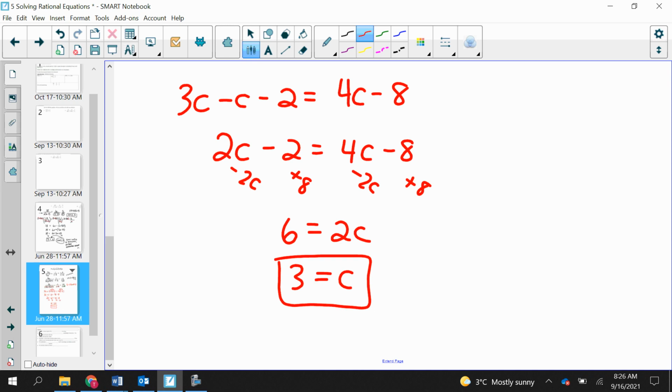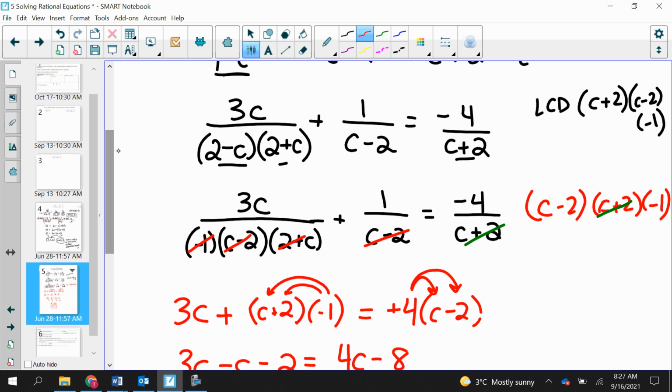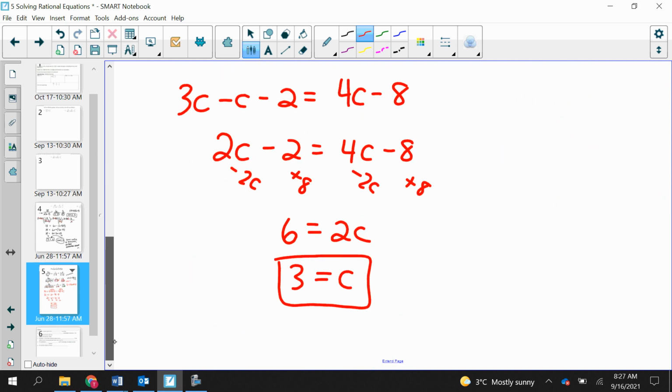So just checking with the non-permissible values. We would actually only have 2 non-permissible values. It would be c cannot be equal to 2 or negative 2. So negative 2 here, positive 2 here. Works for both of those as well. So just 2 non-permissible values there. Okay, it doesn't conflict with our answer, so we don't have an extraneous answer there. So lastly, you'd want to verify this answer.